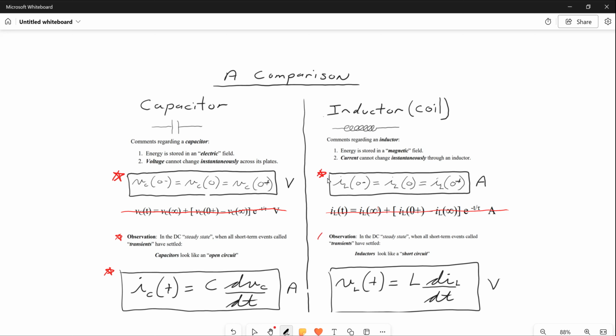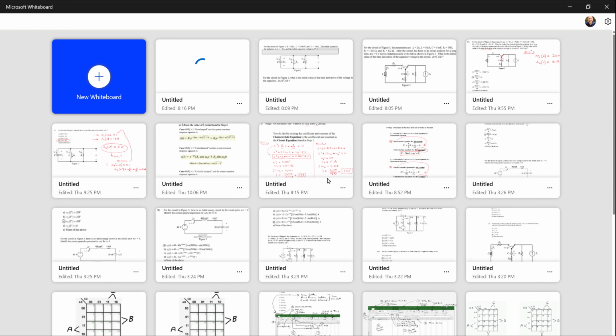Observation: in the DC steady state, when all short-term events called transients have settled out, inductors look like a short circuit. To DC, inductors look like a short circuit. And finally, the voltage across an inductor is equal to L di/dt. So you can see the parallels between the two, but you have to get this page down, completely understand what I just told you before you can look at the time derivatives of voltage and current in RLC circuits. So the first thing we're going to do is look at this problem right here.